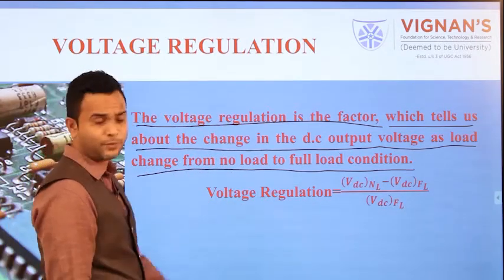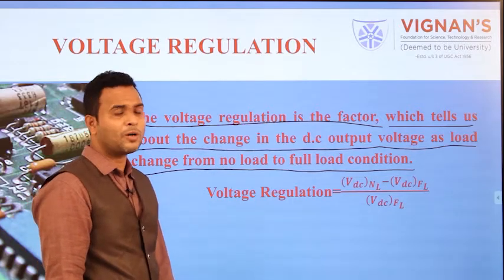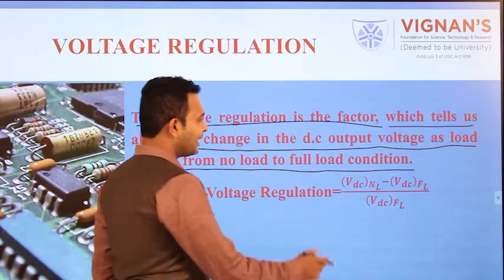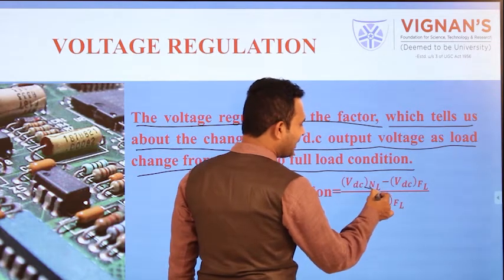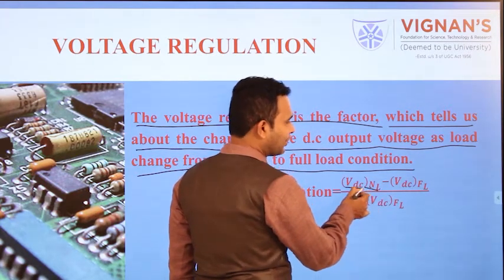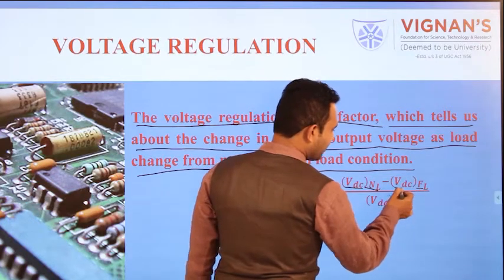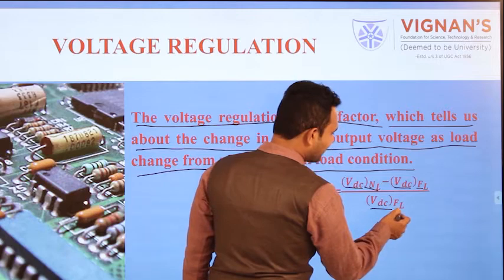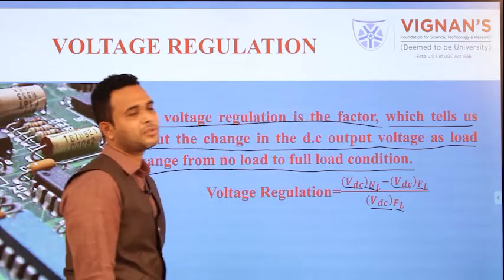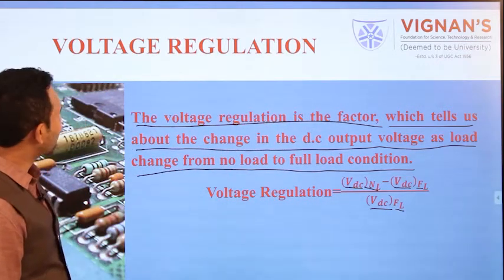With the help of basic formulation only we can find voltage regulation. That is the total voltage at no load, so without applying any load, what is our total voltage? Divided by what is the total DC voltage with full load. This is called the voltage regulation.